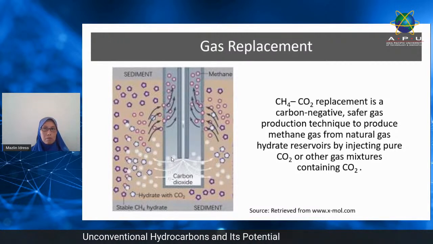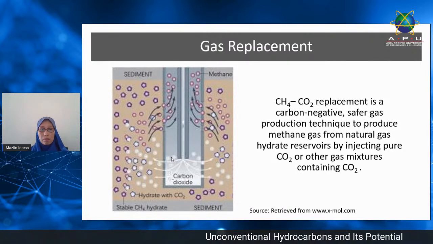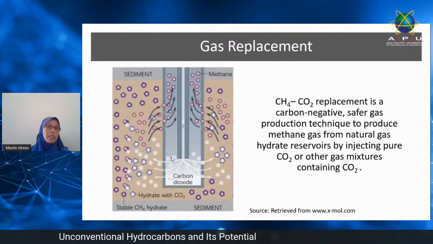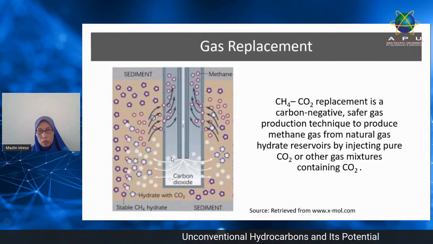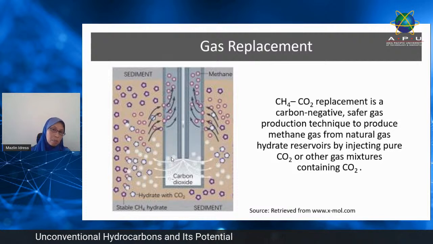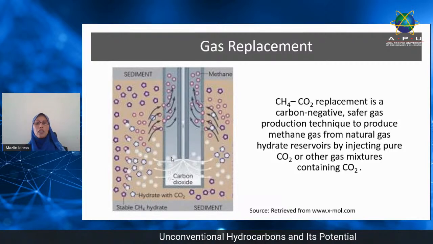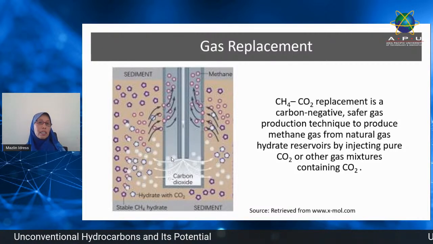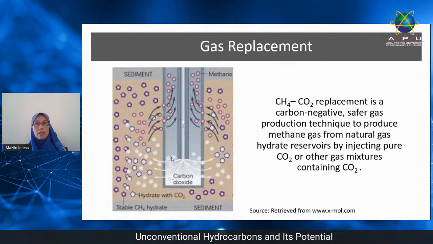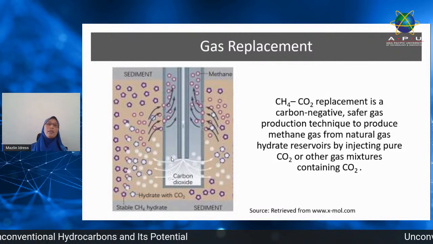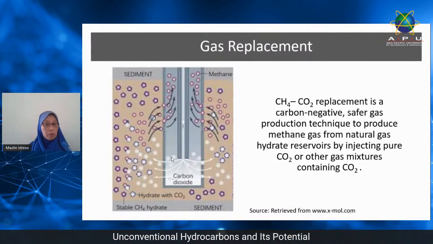So it is releasing heat, and the heat release is going to increase the temperature within the gas hydrate stability zone, and it will help in dissociating the methane hydrates. So methane and carbon dioxide replacement is a carbon negative, safer gas production technique to produce methane gas from natural gas hydrate reservoirs by injecting pure carbon dioxide or other gas mixtures containing carbon dioxide. So we can inject carbon dioxide in the forms of gas, liquid, and also emulsions. All right, so that would be the four different types of methane hydrate production methods.